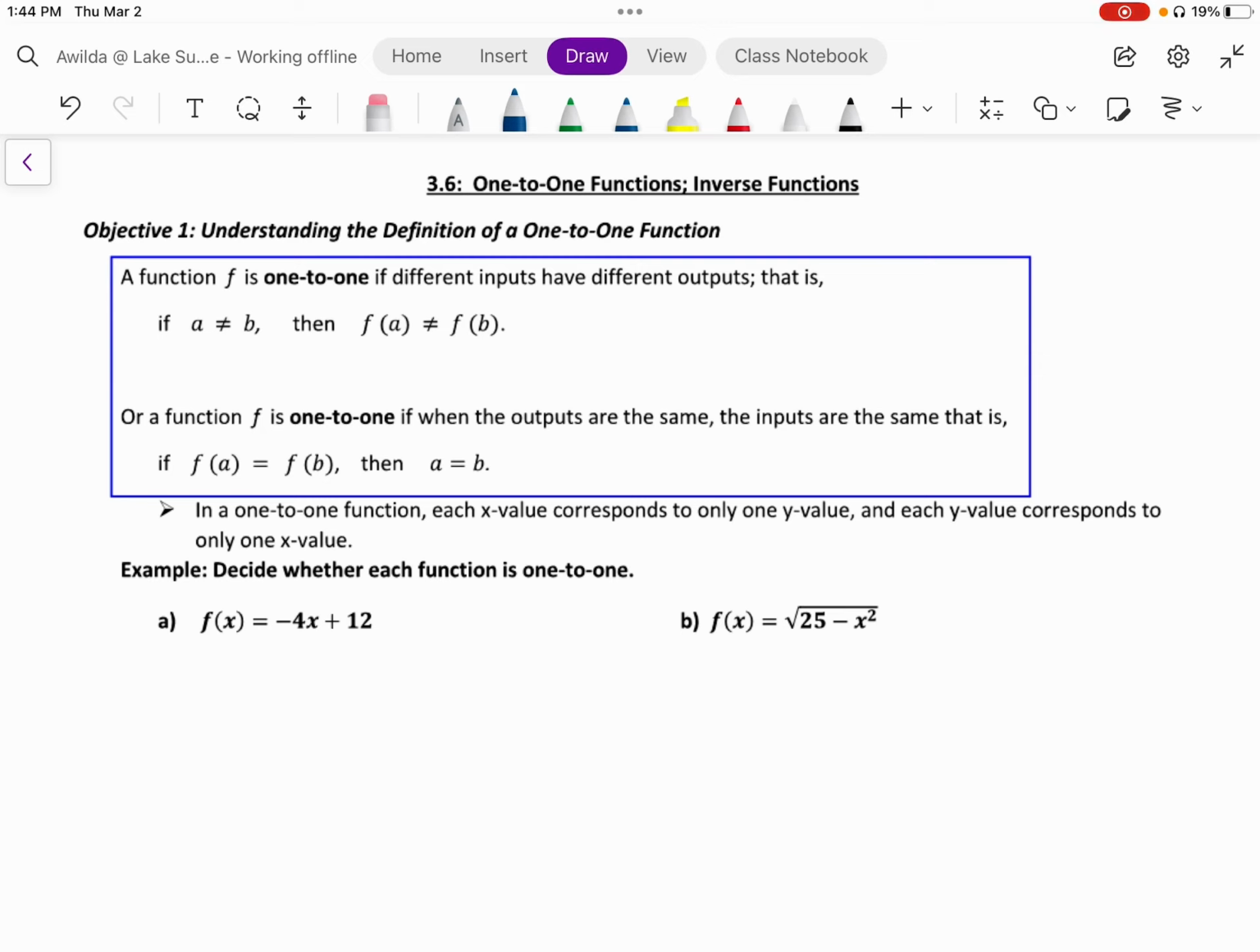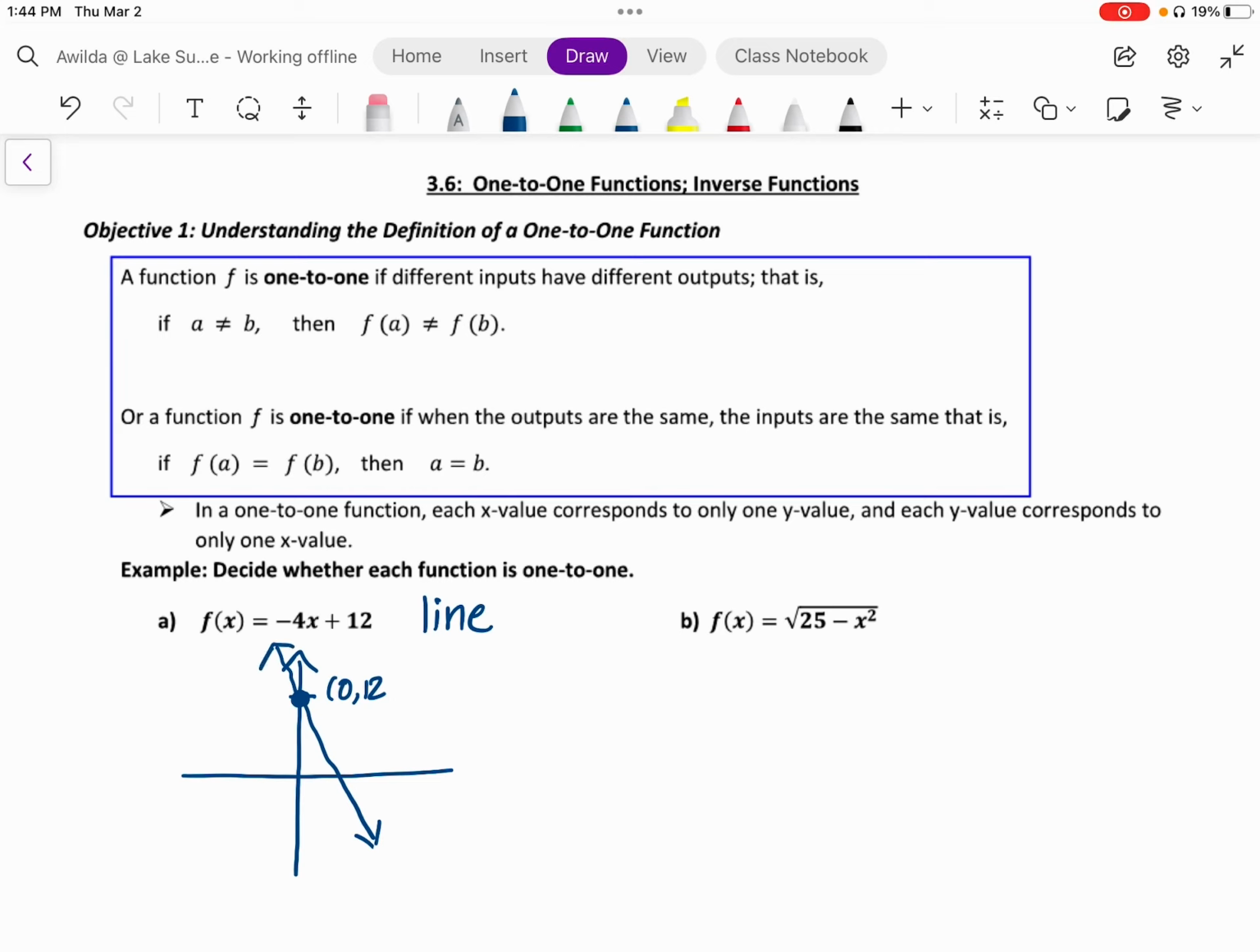First, we have f of x is equal to negative 4x plus 12. Well, this function consists of ordered pairs that form a line. I'm going to do a basic sketch of the graph. We have a y-intercept at (0, 12), and we have a slope of negative 4. And so this is a rough sketch of what that line looks like.